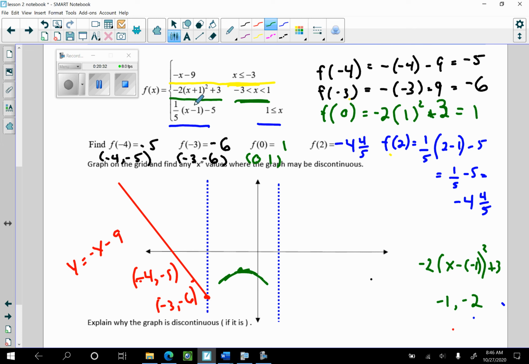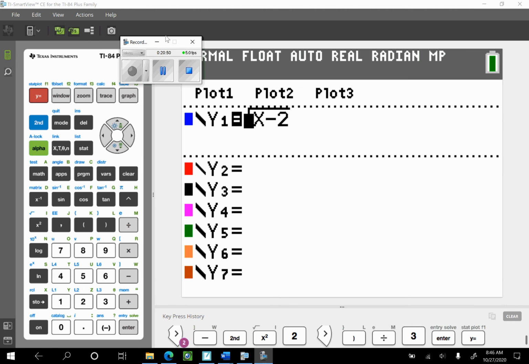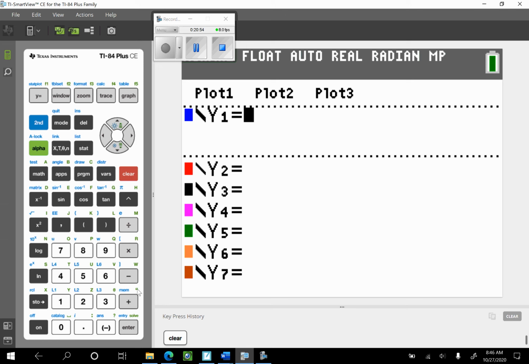So we're going to put this guy right here into our graphing calculator. Negative 2 times x plus 1 squared plus 3. I'm going to put that in my graphing calculator because you're going to be allowed to use your graphing calculator. There are going to be times that you're not going to be allowed to use your graphing calculator, but you will a lot. So it's going to be negative 2.